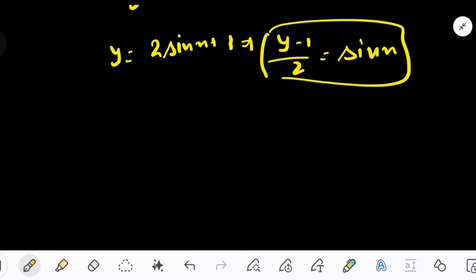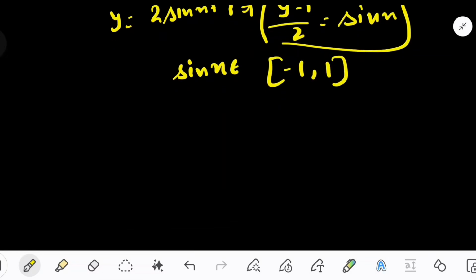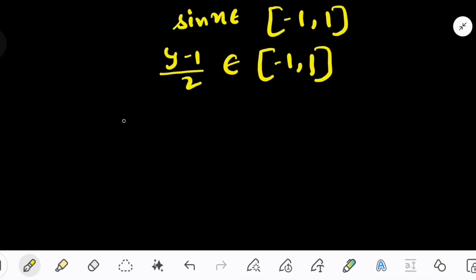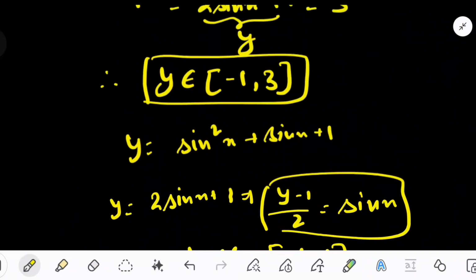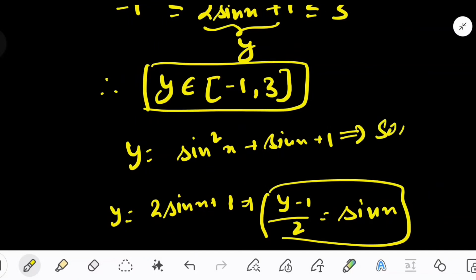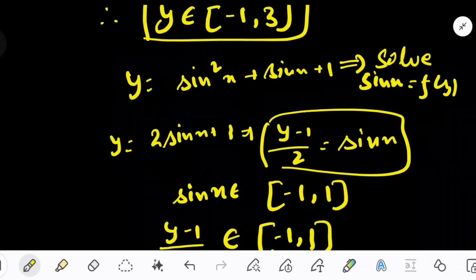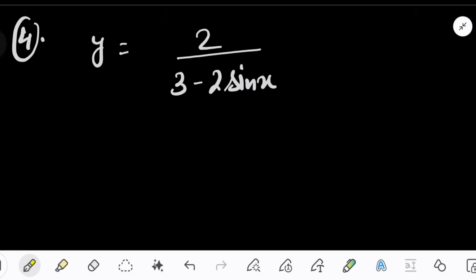You solve for sine x, and then you know that sine x lies between -1 and 1, which implies that (y minus 1) by 2 will also lie between -1 and 1. Hence you will have -1 less than or equal to y less than or equal to 3. So again we got this expression. In this case also you solve for sine x, so you will get sine x equal to some function of y, and then you will use this concept. Understood? Okay, so now let's move to the next question.